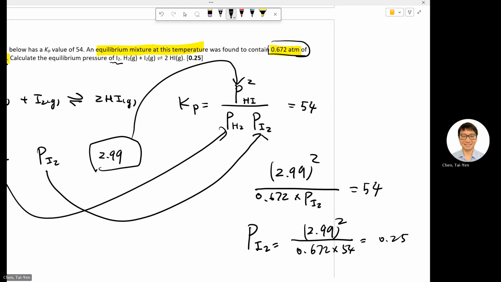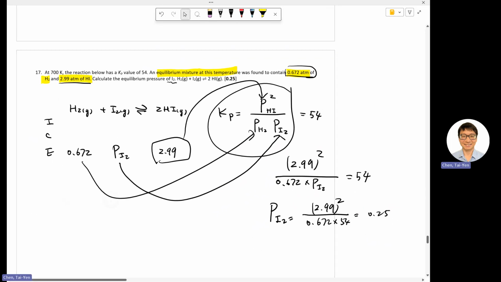Okay, so again, this is a question that tests how well you can read the questions. You should know that the value it provides belongs to the status of your species at equilibrium, right? And you should also know how to write your chemical equilibrium equation properly, okay? With these two pieces of information together, you will be able to calculate the pressure of your I2 without any problem. All right, so that was question number 17.